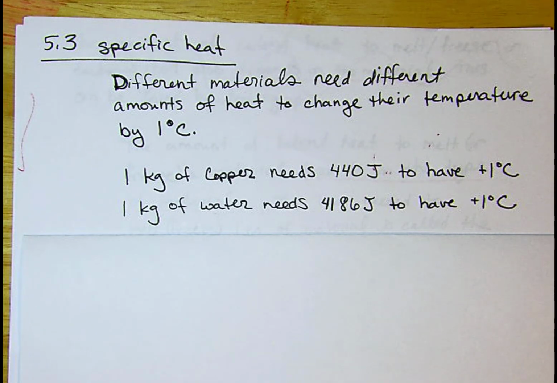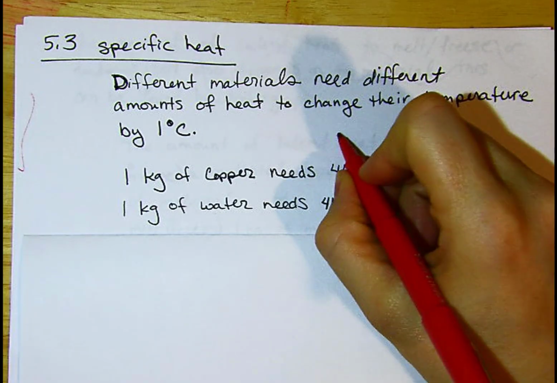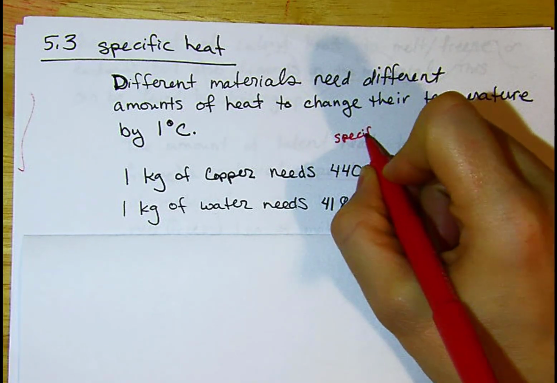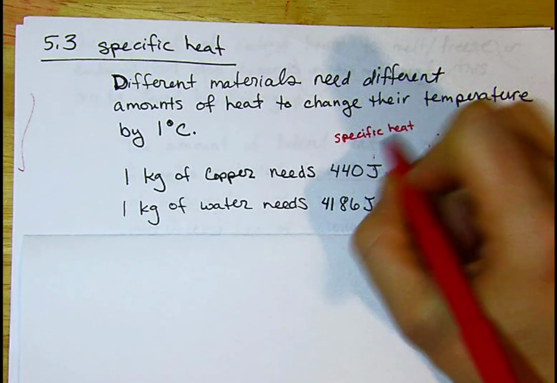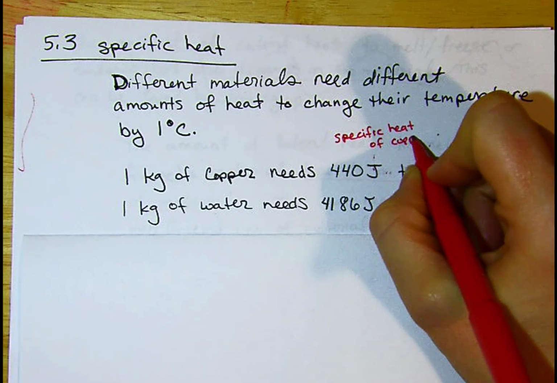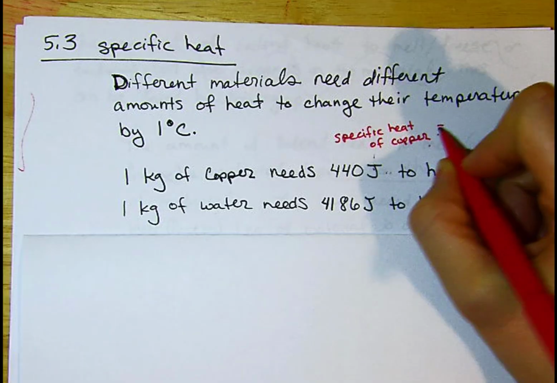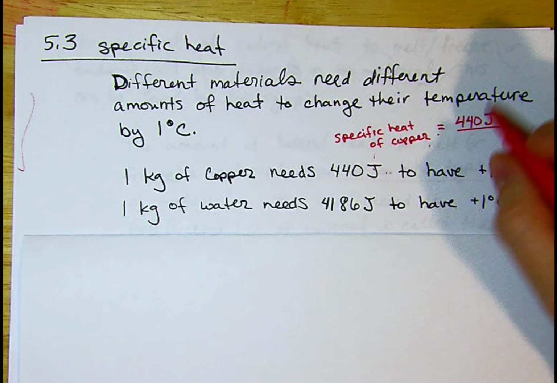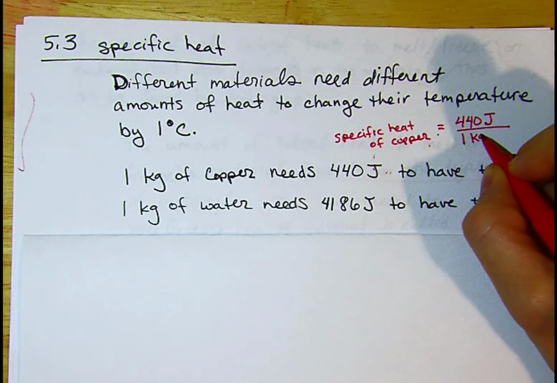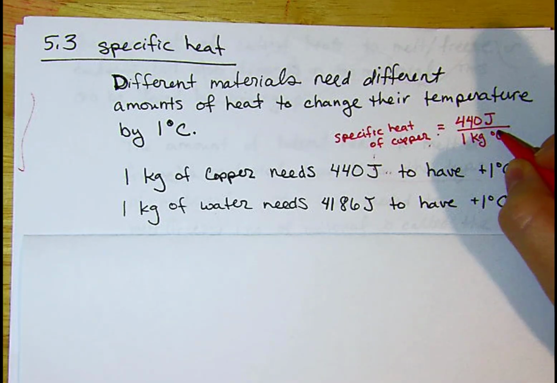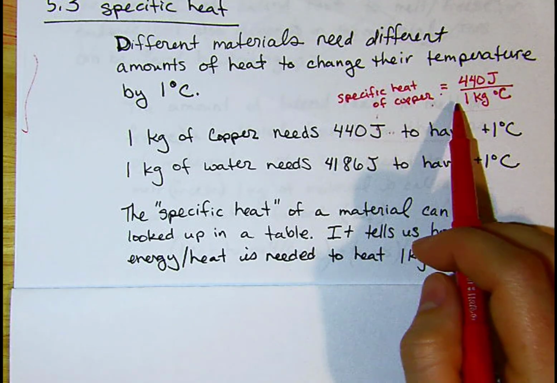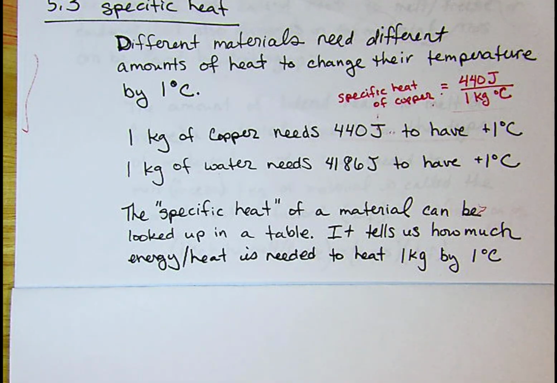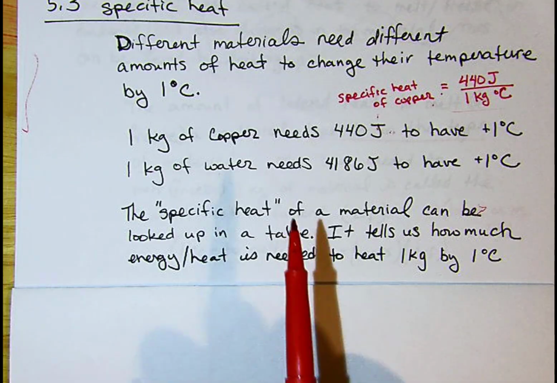So this idea gets given the name of specific heat. So like we could say the specific heat of copper would be 440 joules for 1 kilogram and for 1 degree Celsius. So this is what we call the specific heat of a material. And it depends on what material you're working with.